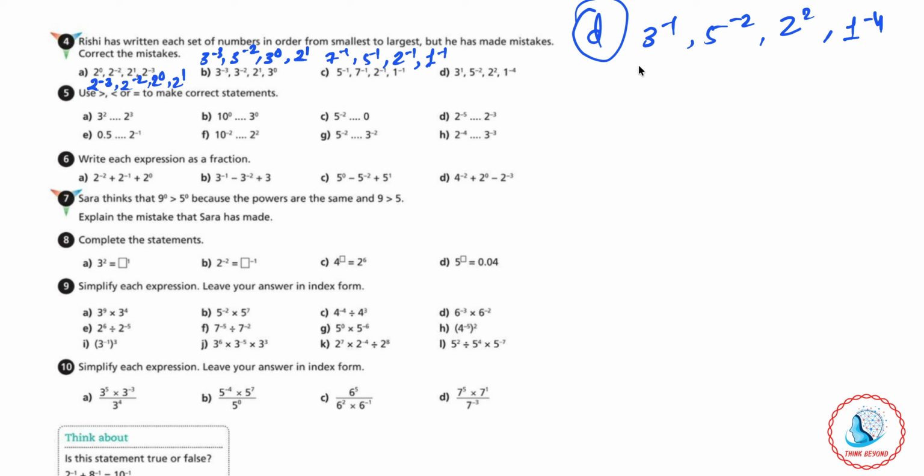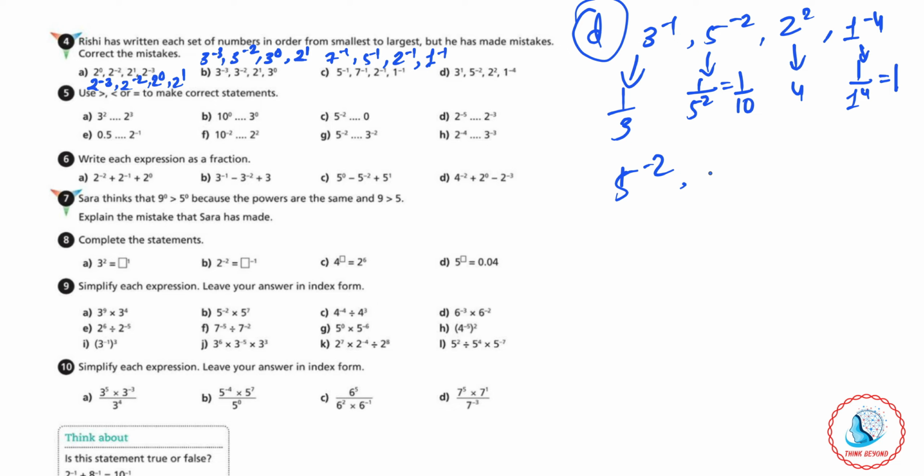Now solve it. Minus 1 means it's 1 over 3. This is 1 over 5 square, which is 1 over 25. This is 4, and this is 1 raised to power 4, which is also going to give you 1. In the denominator, the bigger the number, it is actually smaller. So 1 over 25, which is 5 raised to power minus 2, is the smallest number.